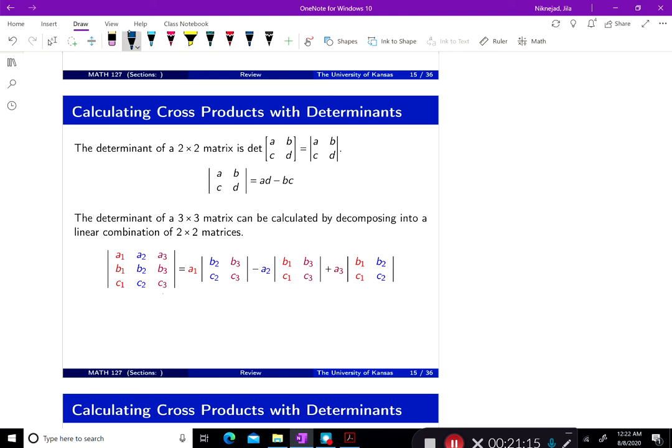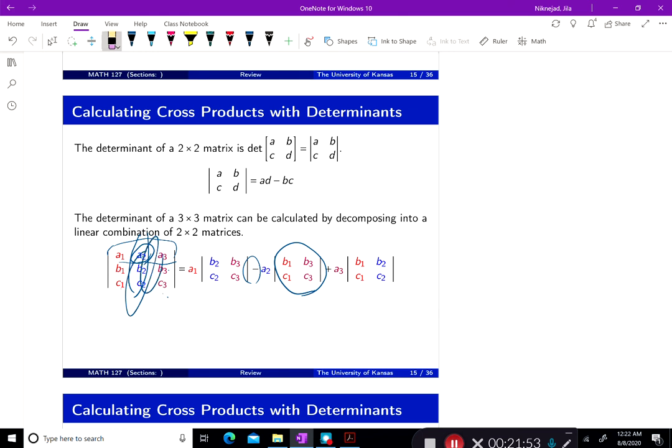Then you take the second member of the row, and you eliminate the row and the column that contains A2. What is remaining is B1, C1, B3, C3. You find the determinant of that and multiply by that element. You subtract. Subtraction here is very important. The other two are plus. This one is a negative.